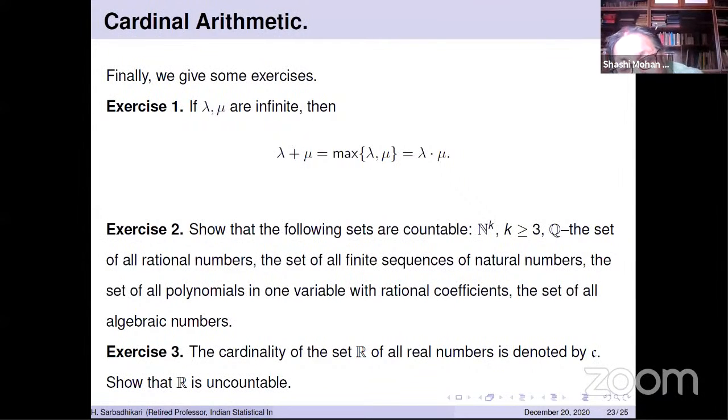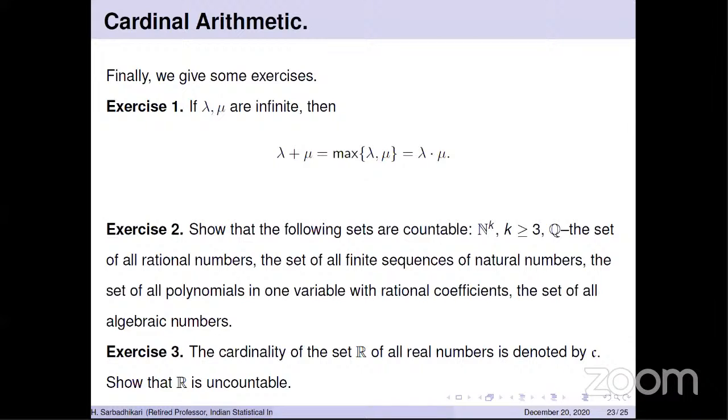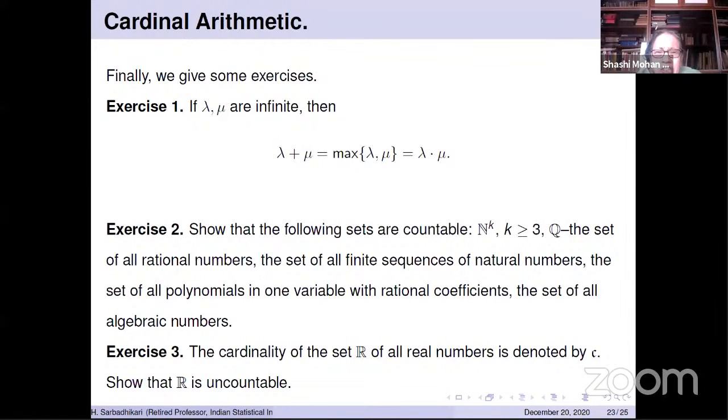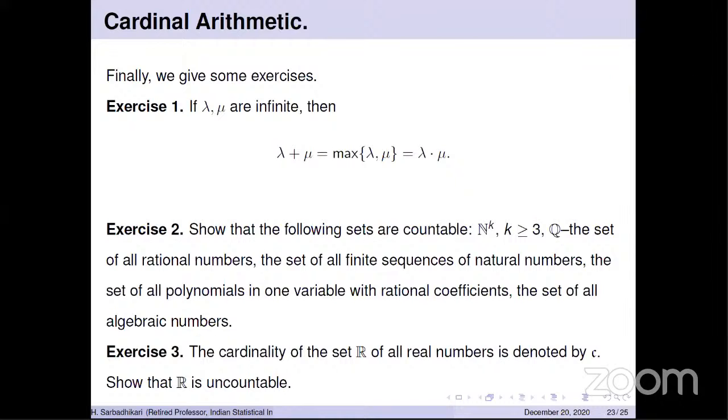If you consider two sets x and y with cardinality lambda and mu, you consider x cross y and the set of all functions from x to y. These give you the cardinal numbers we want to work with, right? The set of all functions from x to y, no, that is y to the x, that's mu to the lambda.